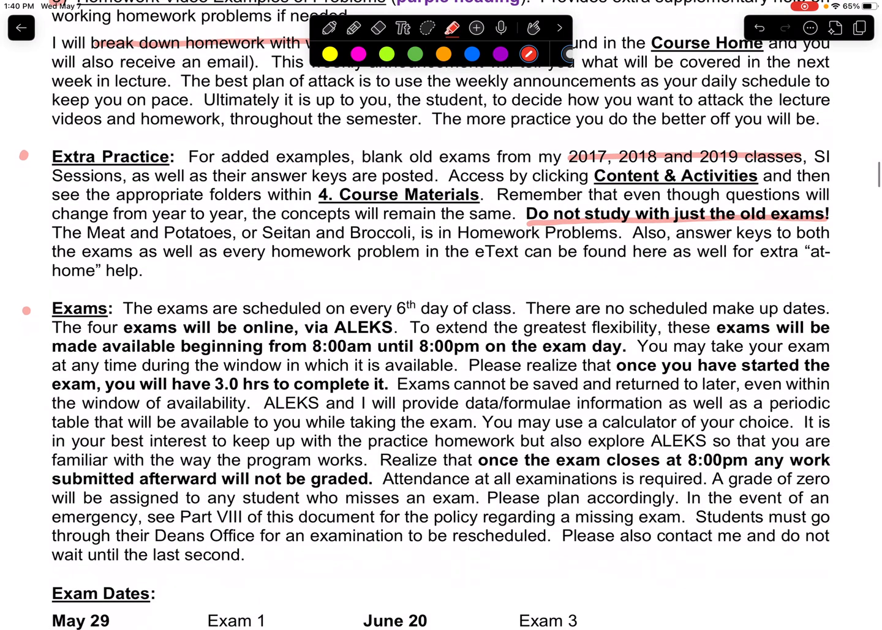Exams are going to be basically every 6th day of class. We're going to have an exam. These can already be found in your Brightspace calendar, so we can look to that for those dates. I also, of course, will post announcements regarding these as they come closer to us in the semester.